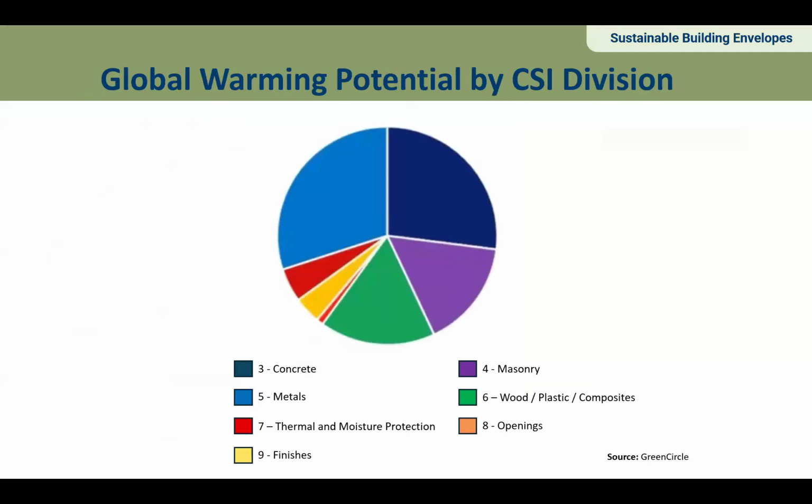And then this chart here outlines the global warming potential by CSI division. You can see that concrete and metals are fairly environmentally unfriendly. We are a metal manufacturer, but we live in Division 7, which is thermal and moisture protection. Division 9 finishes. We've got masonry in there is another big one as well. So a lot of that just has to do with the manufacturing processes and techniques involved in that. A lot of energy consumption in those three primaries, concrete, metal, and masonry.